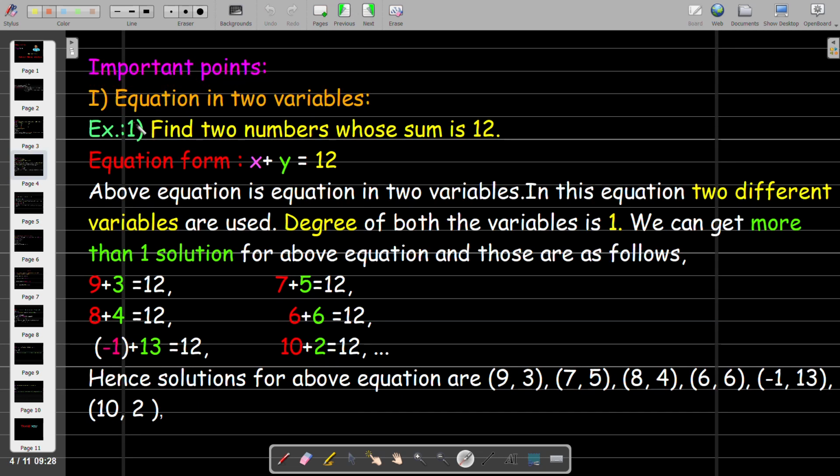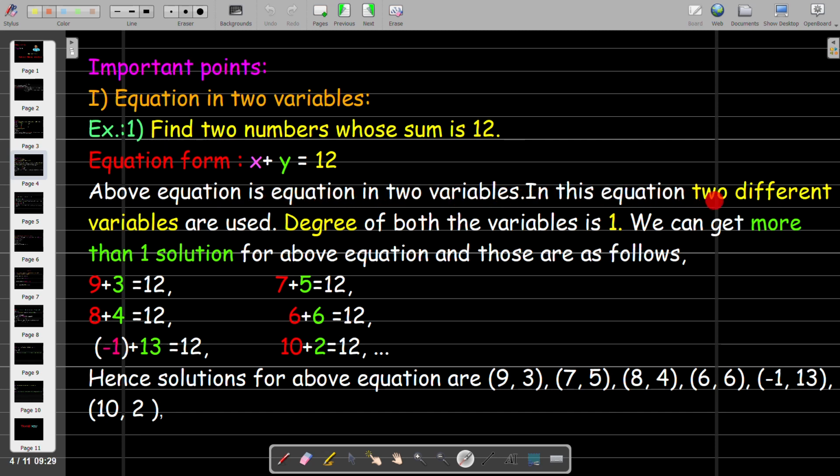Important points. The first important point is equation in two variables. Let us take an example. Find the two numbers whose sum is 12. We don't know which these two numbers are. Therefore, let these two numbers be x and y. And their sum is 12. Therefore, x + y = 12. The above equation is an equation in two variables.